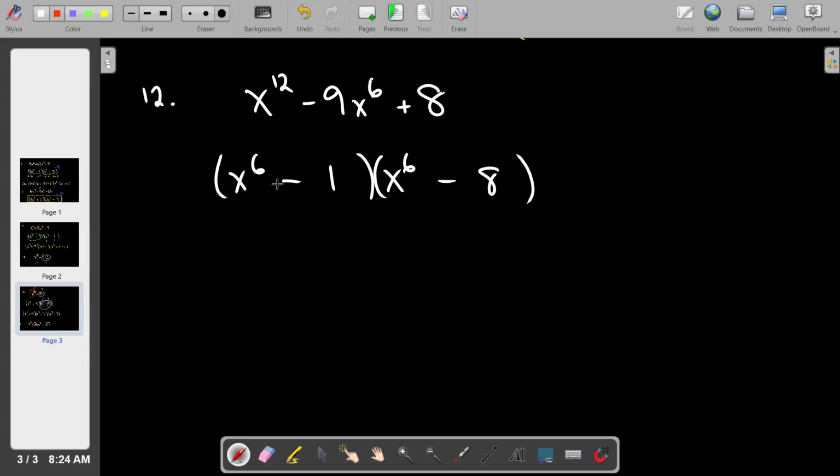So I'm going to start with this, the one I'm underlining in red. What is that?